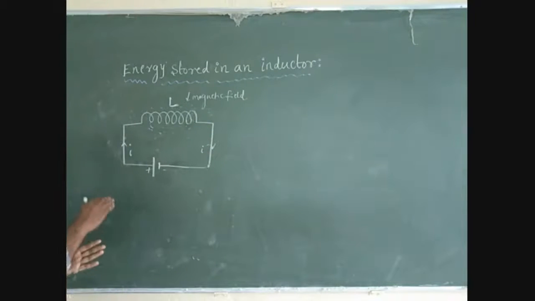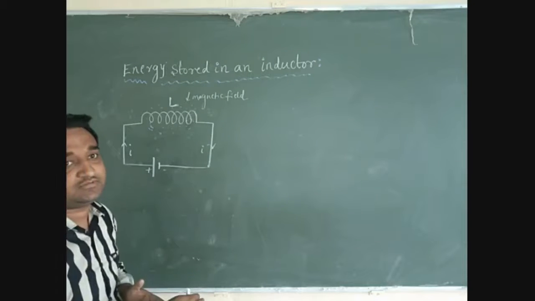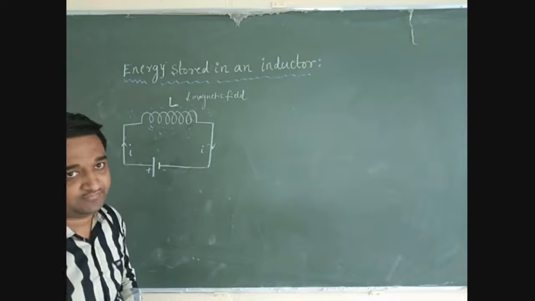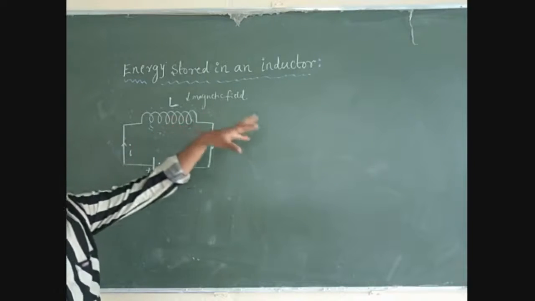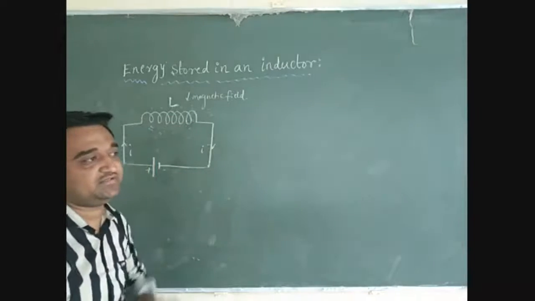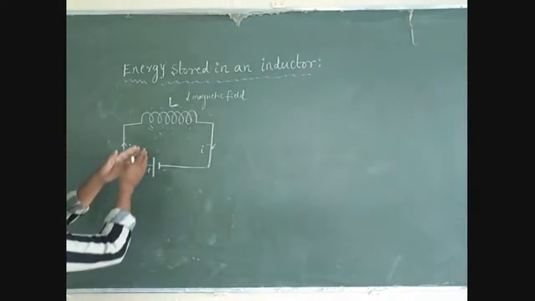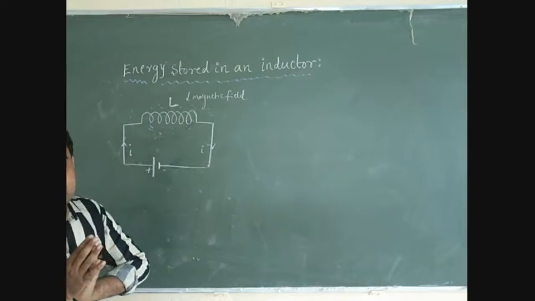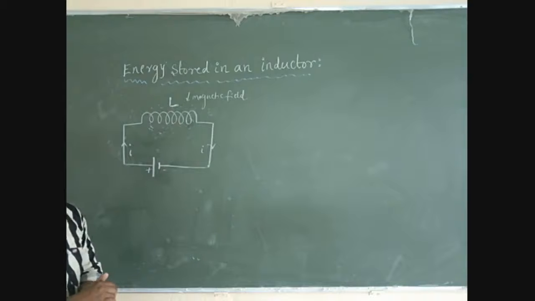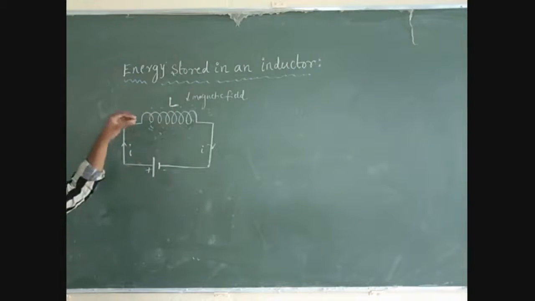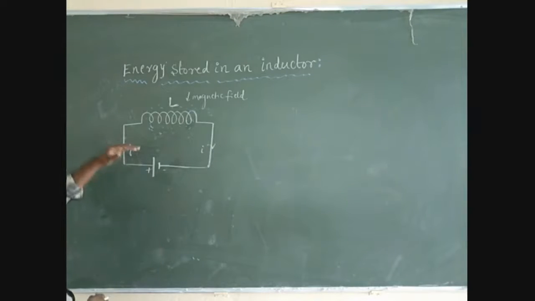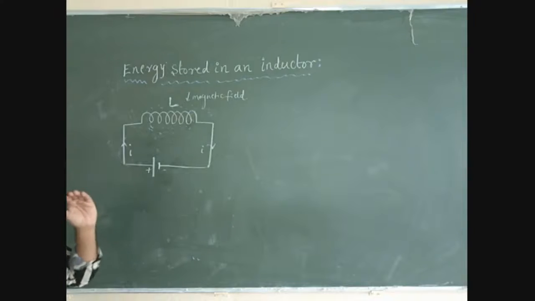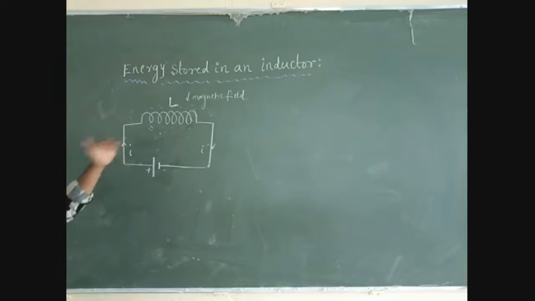The inductor opposes any change of current flowing through it. So why is this inductor used? It is used to restrict the alternating current, so in those cases these inductor devices are used. When a current flowing through an inductor changes, a back EMF is induced in it. This induced EMF opposes the change of current, and it is called the back EMF.